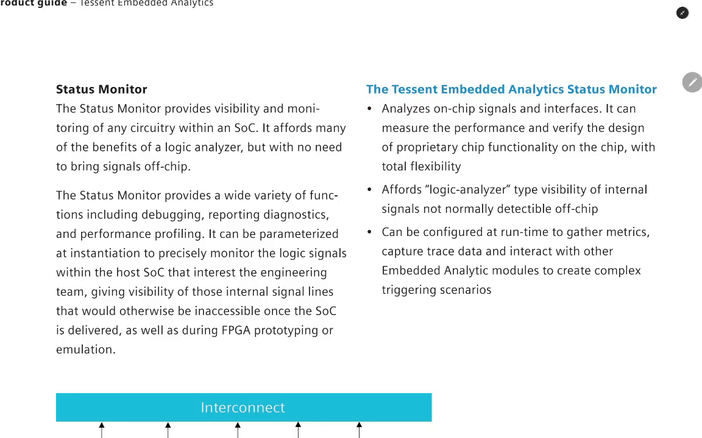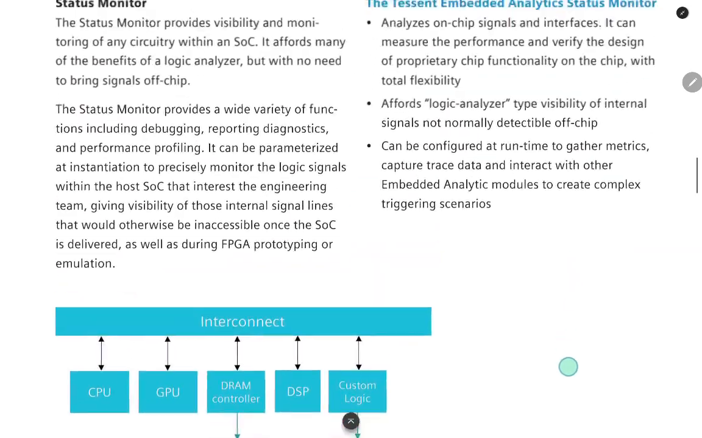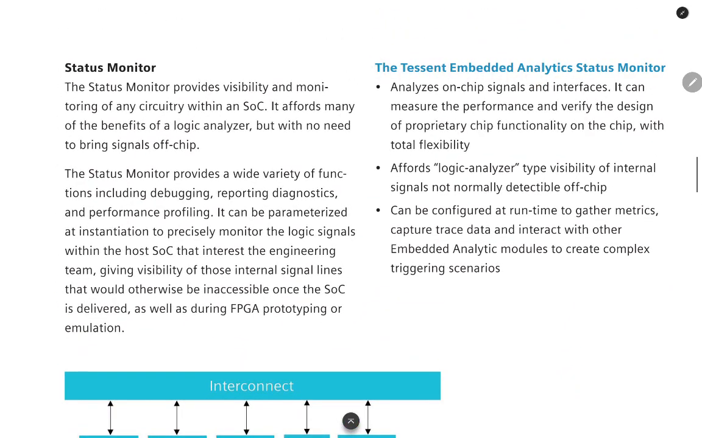So this is the status monitor connectivity, Figure 10. The Tessent Embedded Analytics status monitor analyzes signals and interfaces on a chip. It can measure performance and verify appropriate chip functionality with total flexibility. It affords logic-analyzer-type visibility of internal signals not normally detectable off chip.